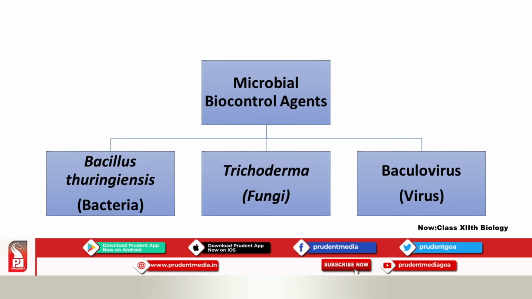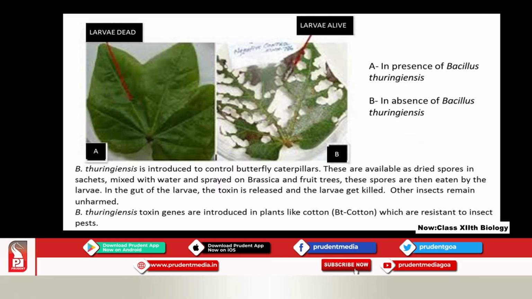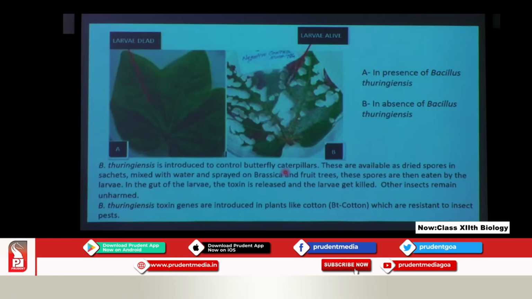Now, Bacillus thuringiensis is introduced to control butterfly caterpillars. You know very well that these butterfly caterpillars destroy the leaves. Can you see? These leaves are totally destroyed by the larvae. Now, how is this destruction by these caterpillars done?